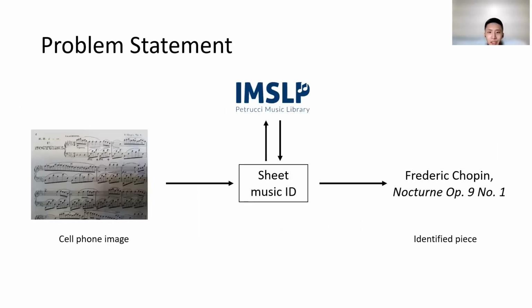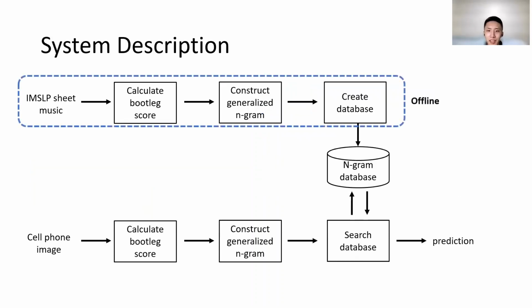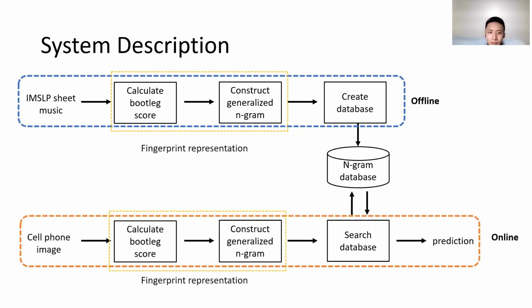Given a cell phone image of a page of piano sheet music, our goal is to identify the matching piece in IMSLP. Our system has two main stages. The blue rectangle shows the offline stage, where we construct a database using all solo piano sheet music in IMSLP. The orange rectangle shows the online stage, where we process the cell phone image in real time to output the predicted piece. Note that both stages use the same fingerprint representation.